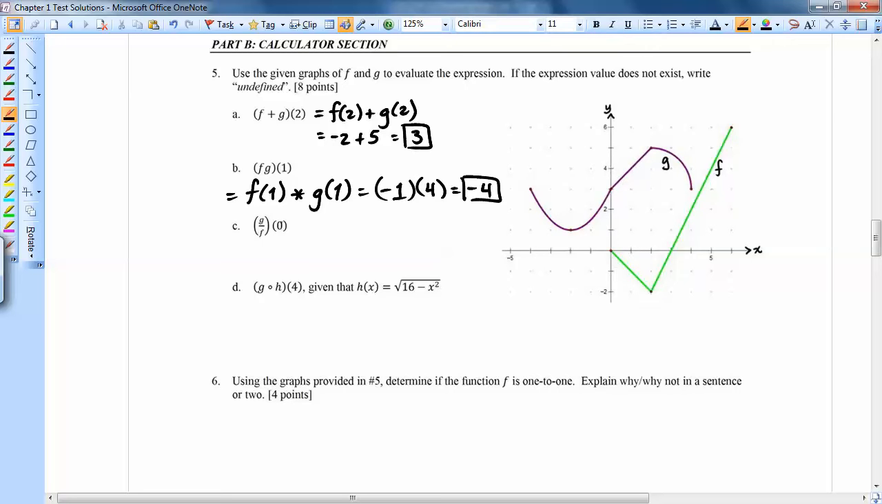G over f of 0. Okay, so that means g of 0 over f of 0. G of 0 ends up being 3. F of 0 ends up being 0. Now, the problem there is that you can't divide by 0 ever. So this is undefined.